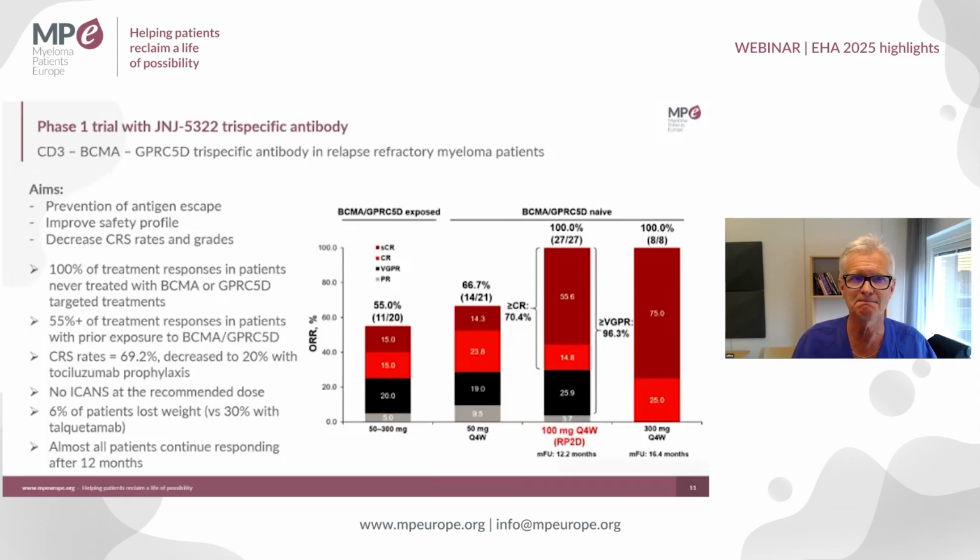It's not only bispecific antibodies that are produced, they now produce trispecific antibodies. So this is an antibody with 3 hands. So this one antibody can grab both BCMA and GPRC5D. And again, in relapse refractory myeloma patients. And the aim of the study was, as I said, to avoid this antigen escape, that the malignant cells can hide their surface structures. And in this treatment, they had 100% response rate for patients who had never been treated with this kind of antibodies or bispecific antibodies before.